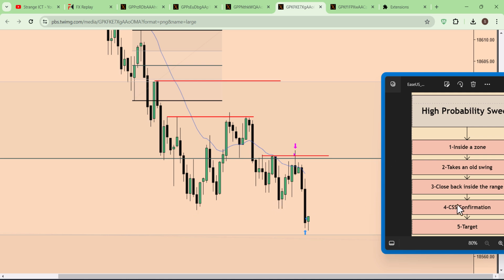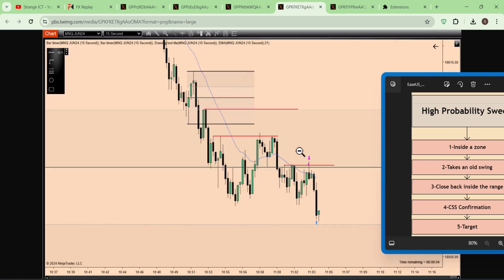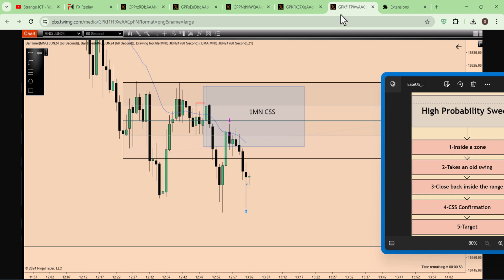So I didn't wait for the CSS confirmation because I was too confident with my bias. I know that price is gonna go to here. So the CSS confirmation is only to confirm your idea. I strongly recommend you to always wait for the CSS. But for me, this was too obvious. All right, so this is a beautiful example. And let's move on to the final example.